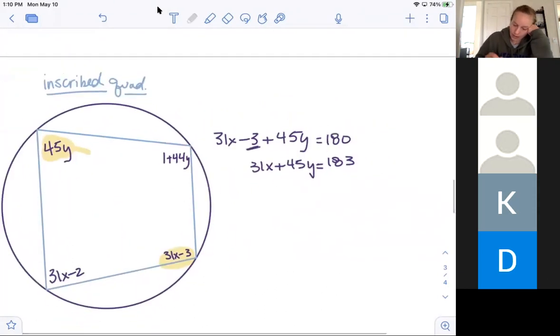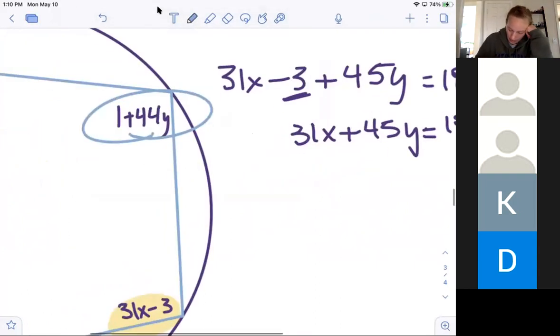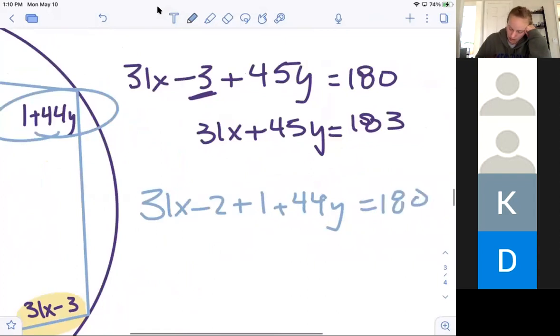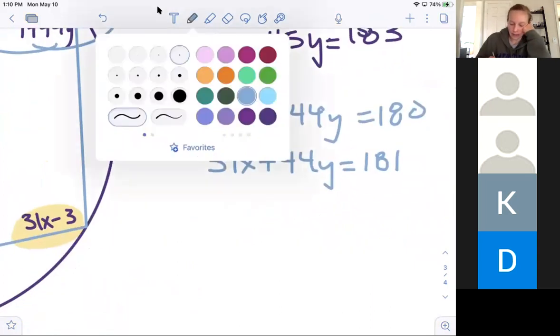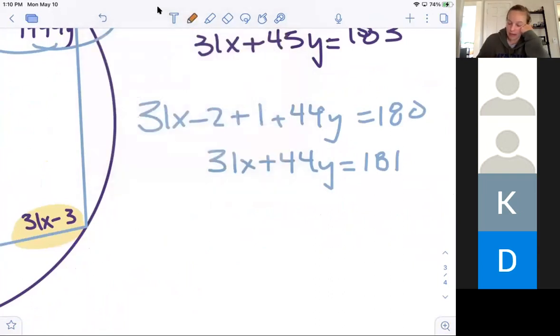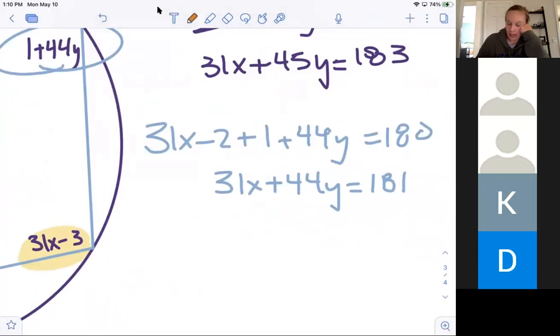And then I got the other one, which is going to be 31x minus 2 plus 1 plus 44y equals 180. So that's 31x plus 44y, and that becomes -1, so it becomes 181. Looks like I gave you a couple easy ones. That's my bad. I should have made it a little bit harder. What I need to do now is to make one of these minus all the way across so that I can cancel it out with my elimination. So I'm going to make all of these minus.